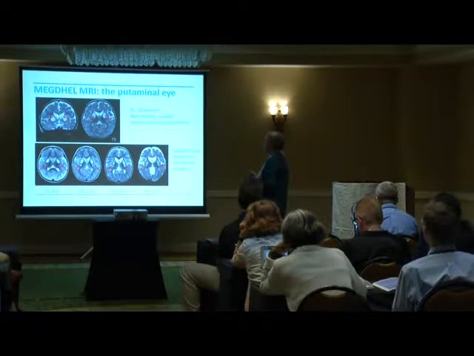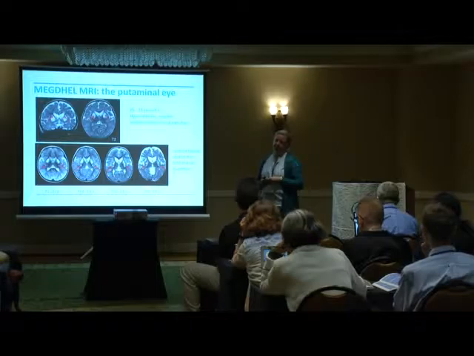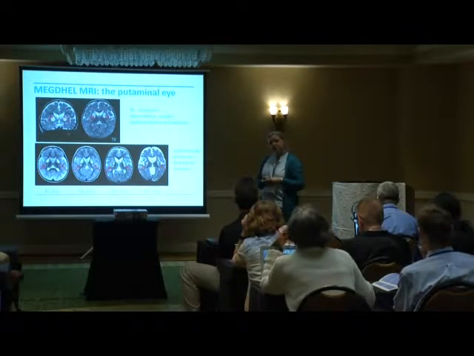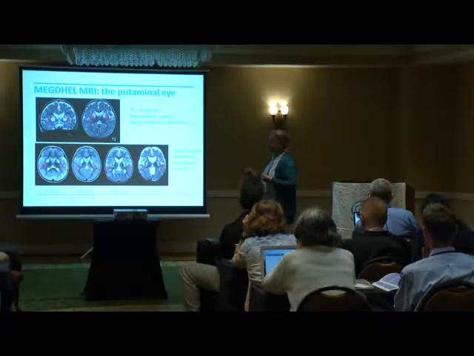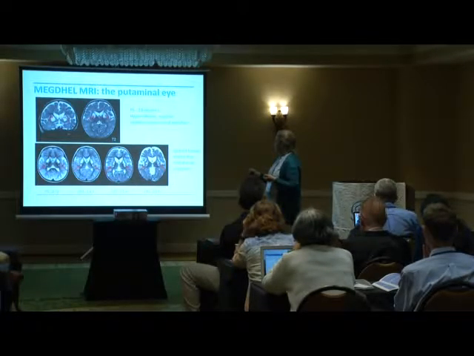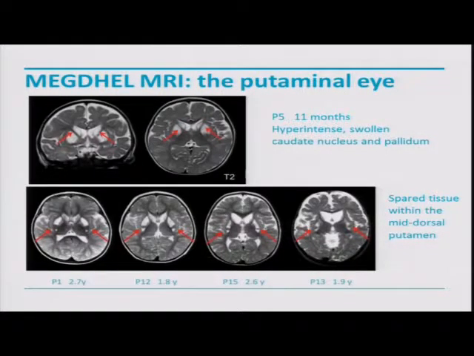What is also very special about this disorder, all these patients show exactly the same course of disease, exactly the same ages where the symptoms appear, and you have a very specific MRI pattern. You first see a swelling of the caudate nucleus and the pallidum in the first year of life, and then at the age of 1.5 to 3 years, you see what we call the putamen eye. This is in the basal ganglia, in the mid-dorsal putamen, a spared region.